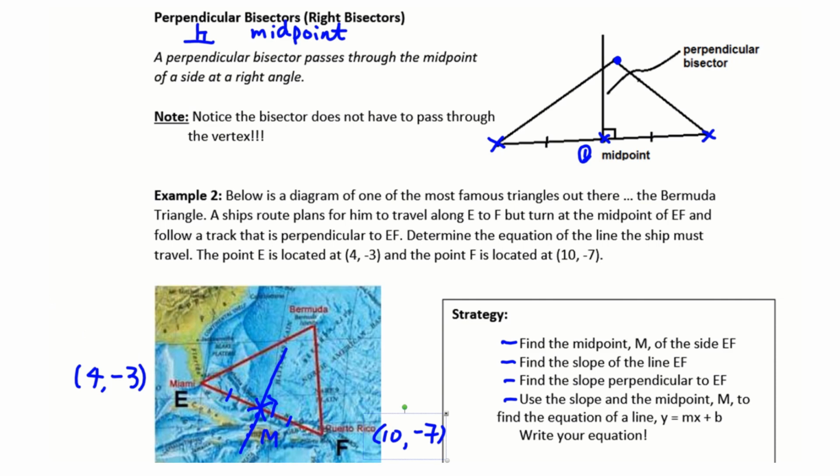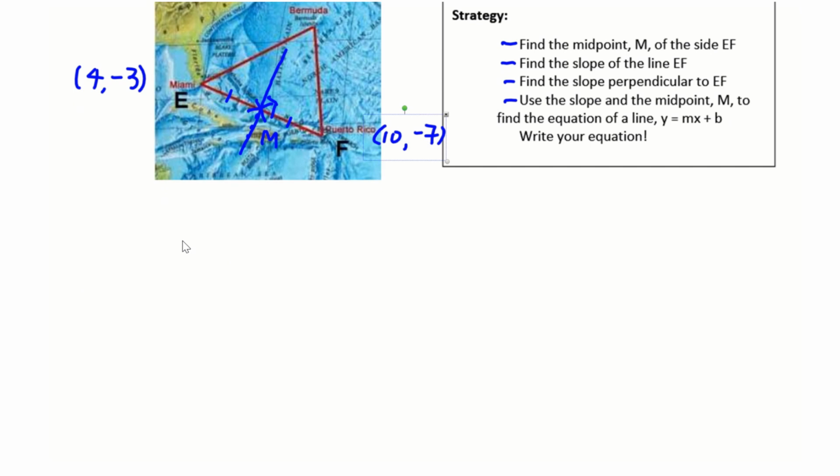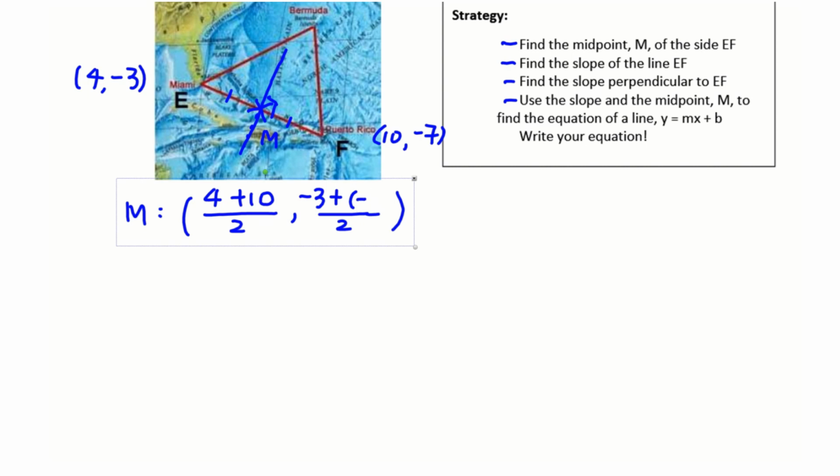So we are going to find the midpoint of EF. So M, the midpoint of EF, is the average of the x coordinates and the average of the y coordinates. So average of two things means add them together divided by 2. (4 plus 10) divided by 2, (-3 plus -7) divided by 2. So you are going to have (7, -5). So this is the midpoint, our first step.